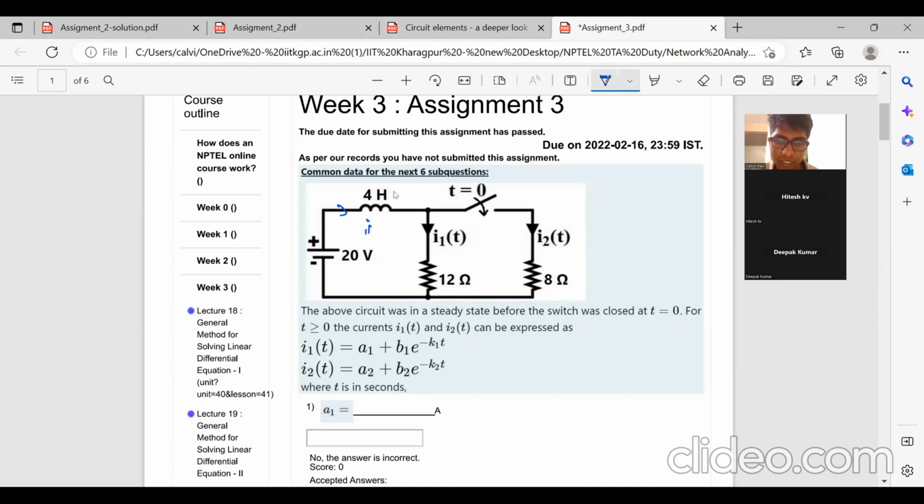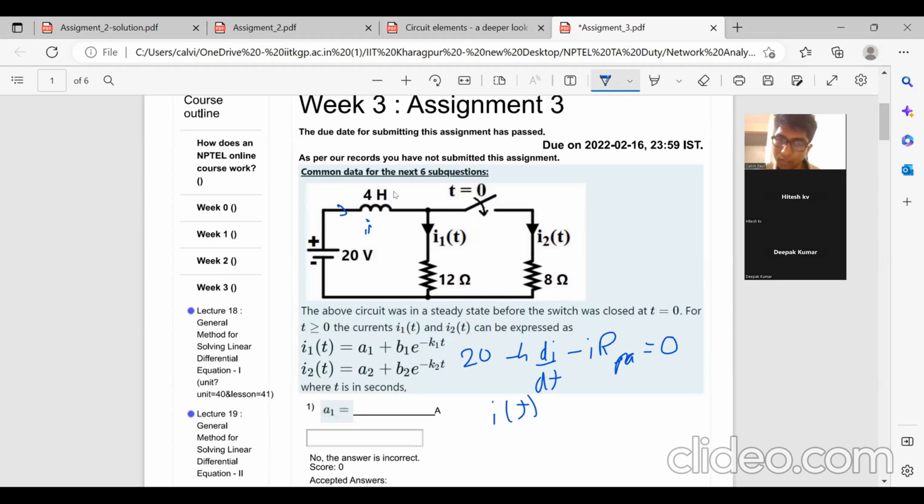There's some resistance and this is the inductance. So you will get 20 minus 4 di by dt minus I into R parallel, equal to 0. Then you solve this differential equation. You will get a value of I of t.